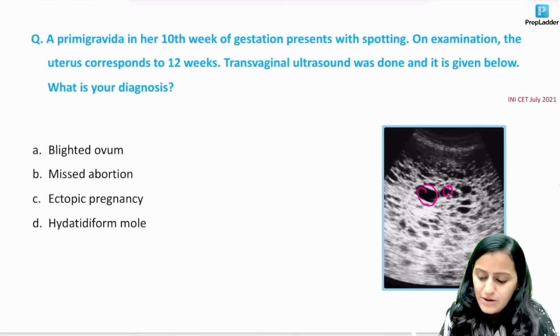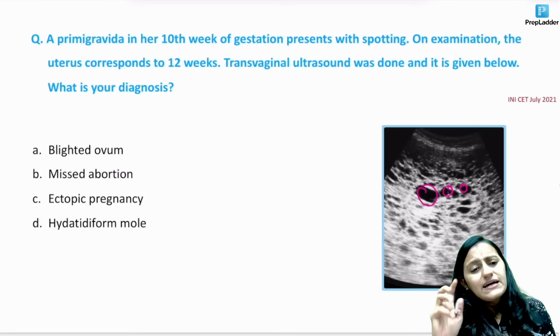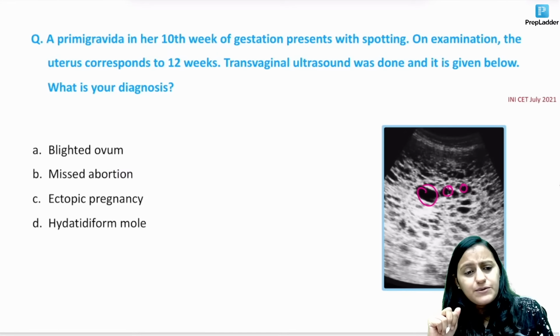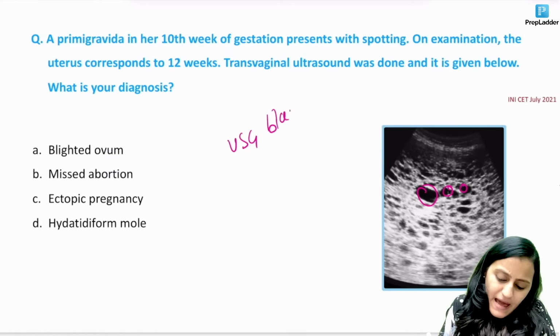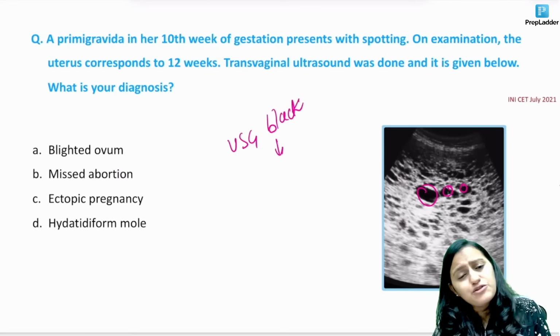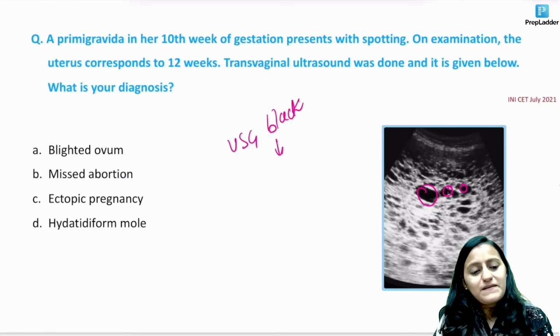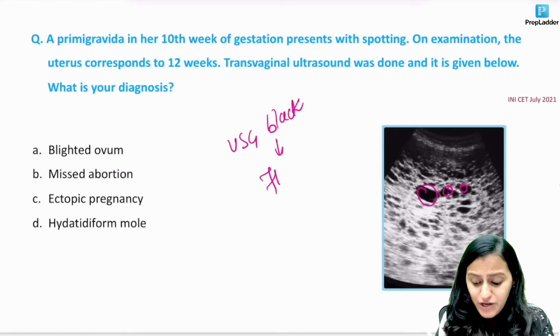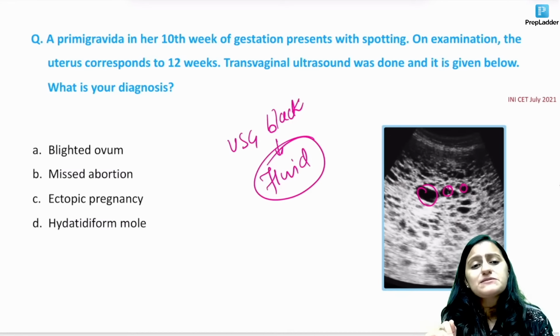What is black on ultrasound? Air, fluid, calcification? In X-ray and CT, black is air. On USG, is black air? Is it fluid? Is it calcification? Very good, Saida. Correct. It is fluid which is black on ultrasound. Fluid appears black on ultrasound.